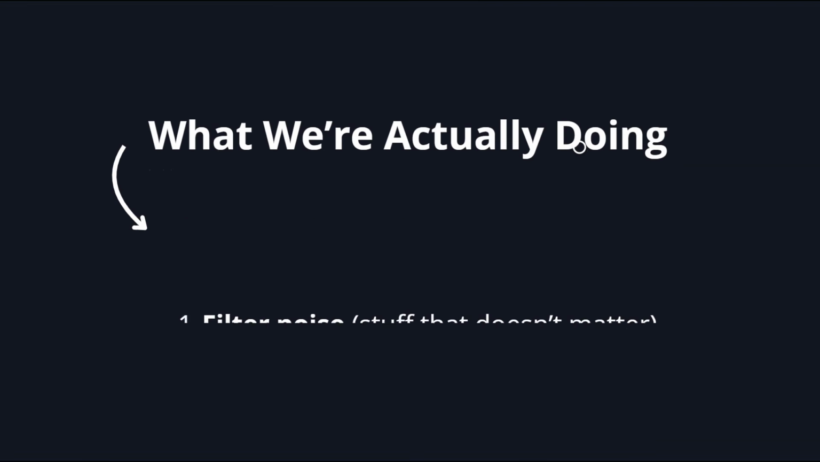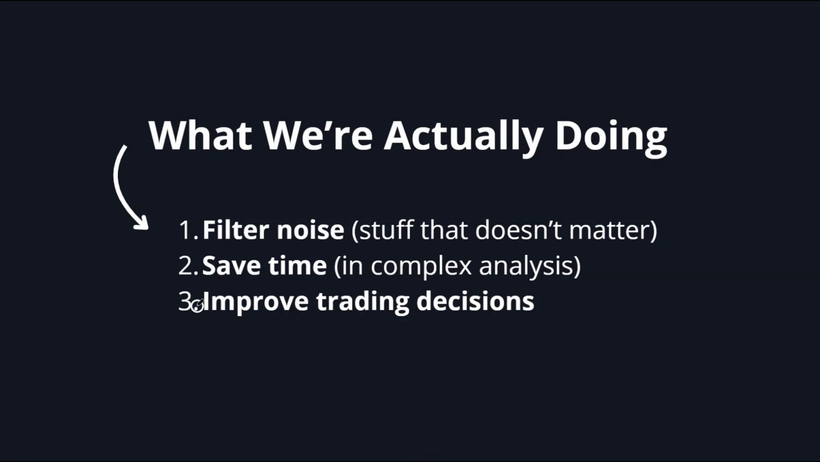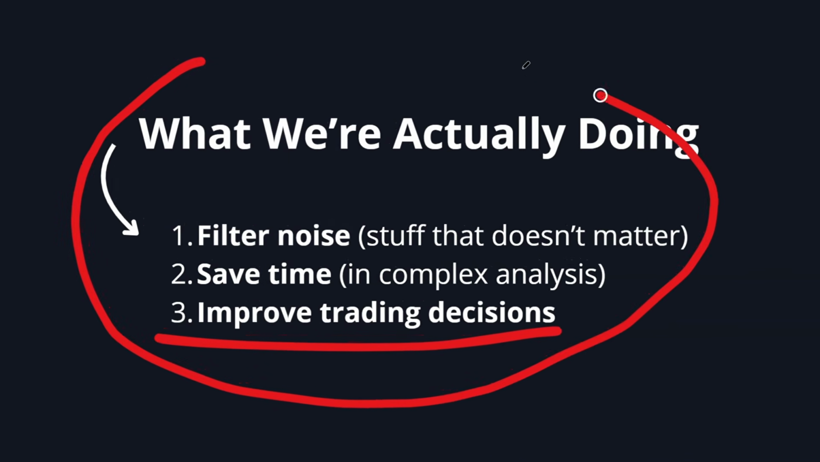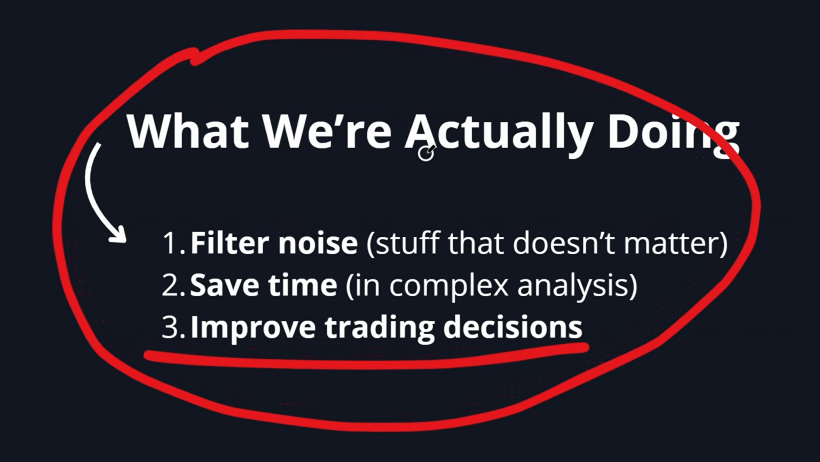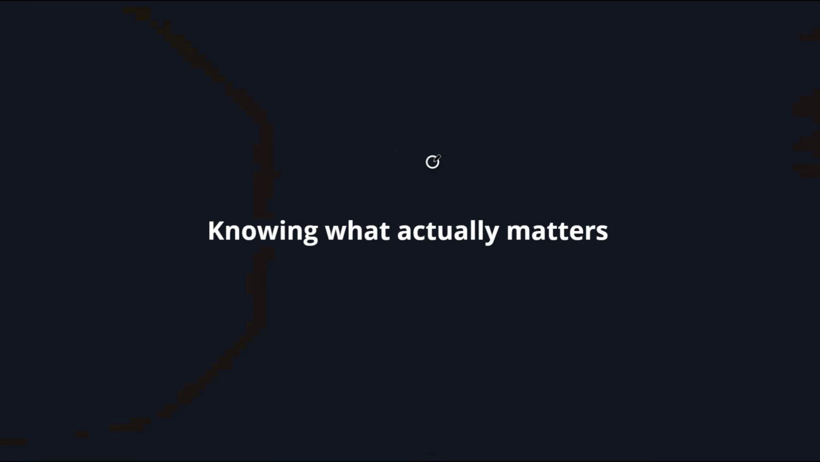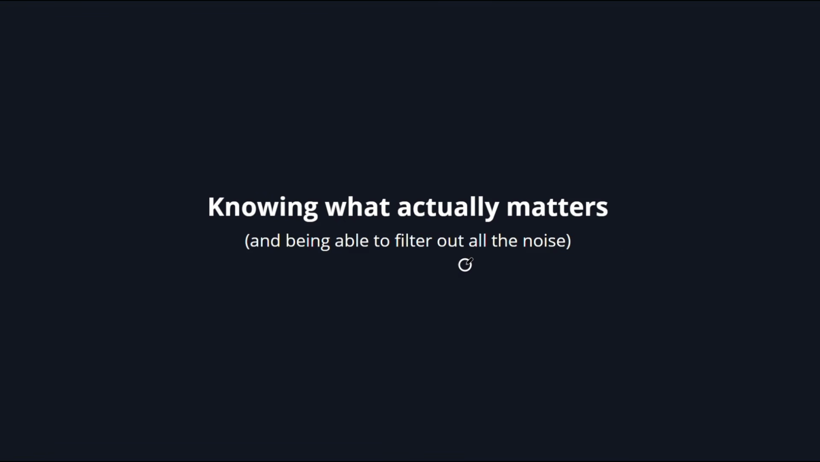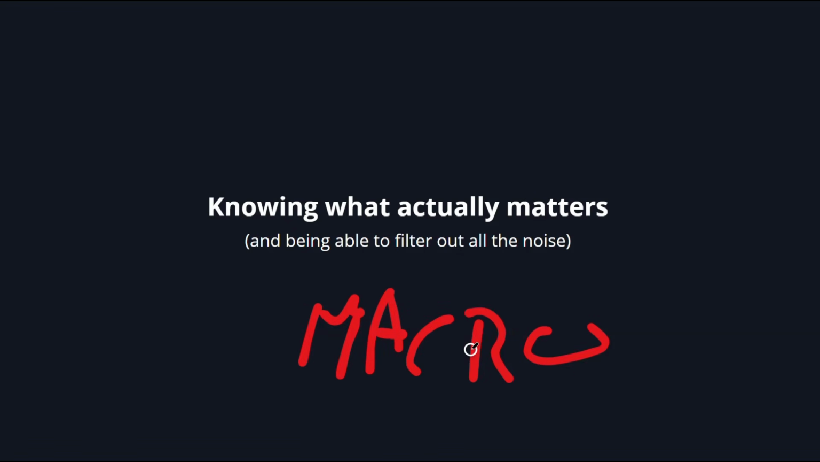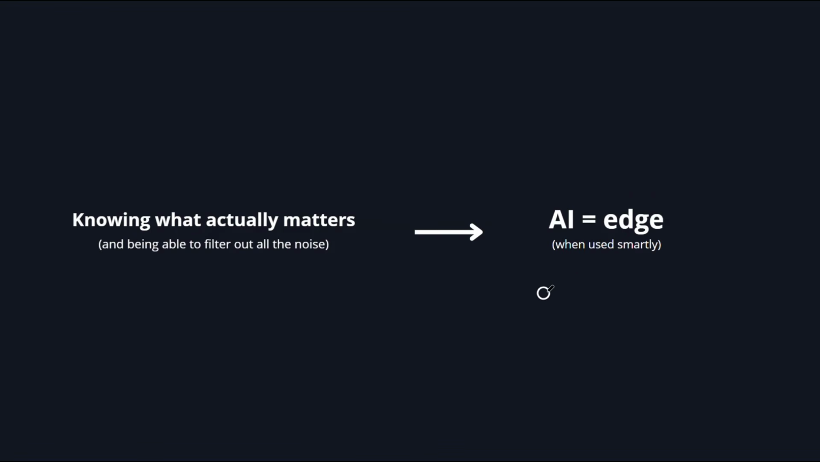Not by replacing your brain, not by turning it into a robot, but actually filtering noise, saving time, and improving trading decisions. This is fundamental analysis for traders who want to keep things simple. See, the real skill in fundamental analysis is knowing what actually matters and being able to filter out all the noise that is out there, understanding exactly what's the core macro view that matters. And that's where AI, when used correctly, becomes one of the biggest hedges a discretionary trader can have right now.